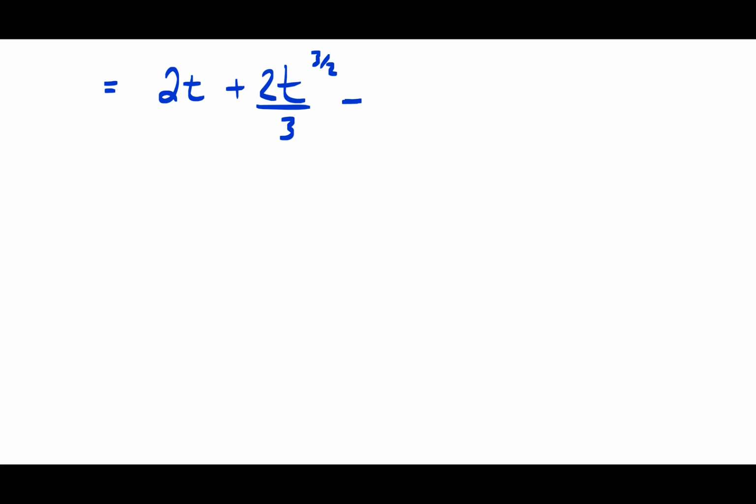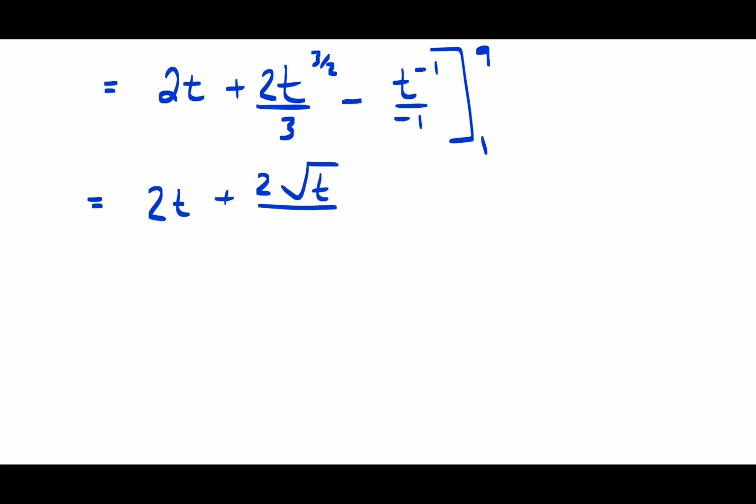And now I got the last one. t to the -2 originally. So t to the -1 over -1, evaluated from 1 to 9. Okay, anything to simplify? Yeah, we could simplify that over there. Okay, guess I can simplify that.